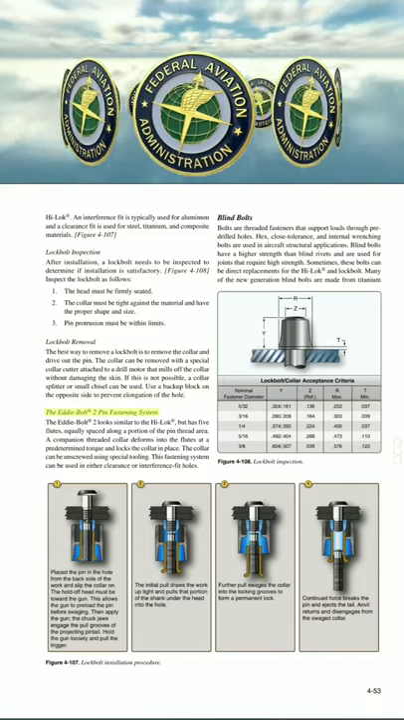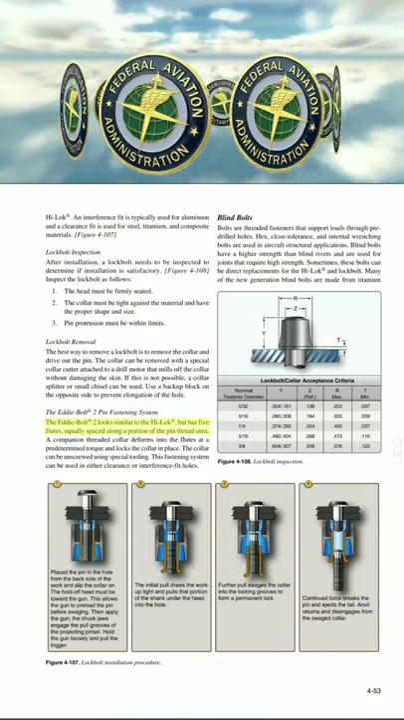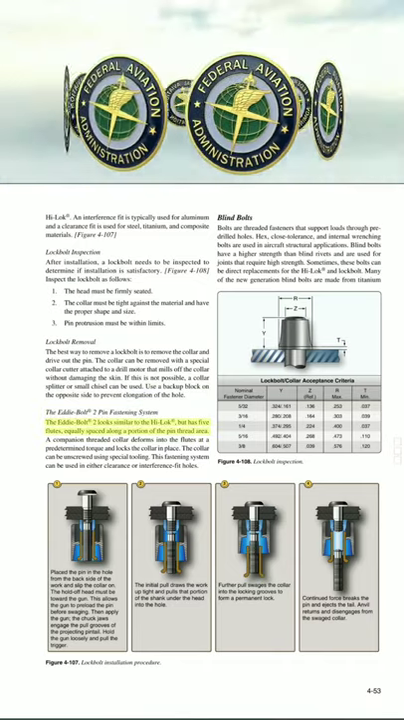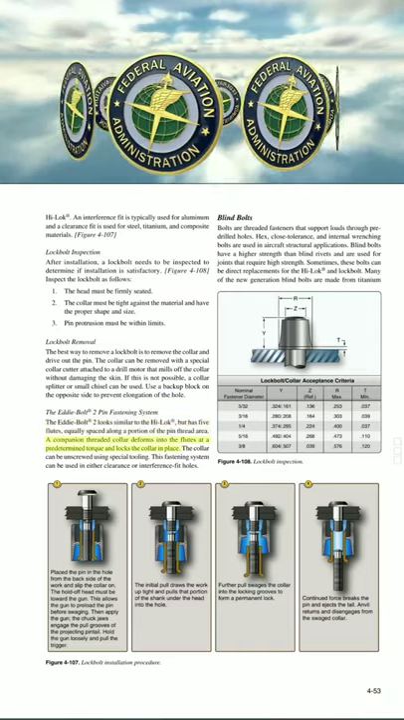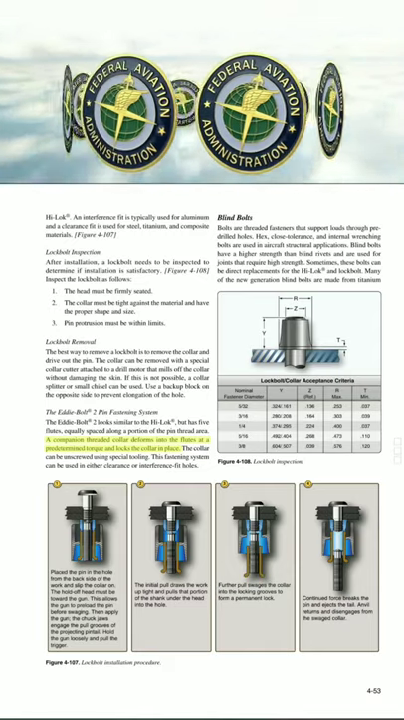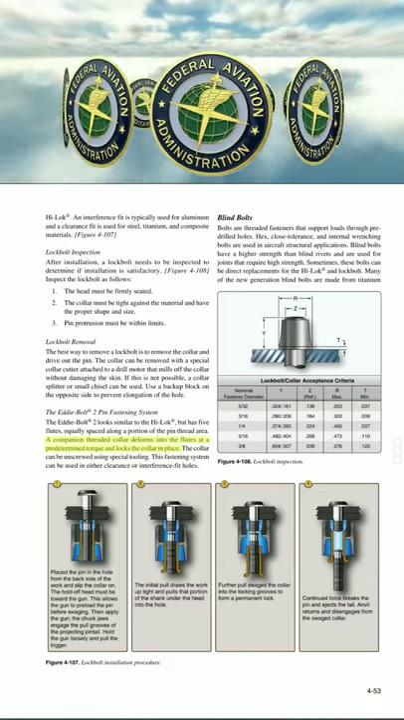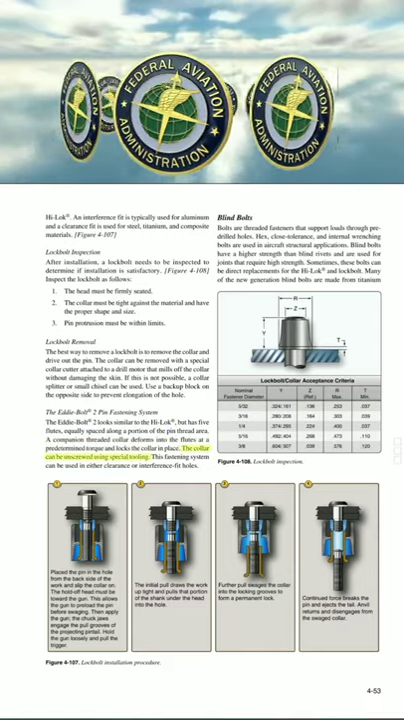The Eddie Bolt 2 pin fastening system. The Eddie Bolt 2 looks similar to the Hi-Lok, but has 5 flutes, equally spaced along a portion of the pin thread area. A companion threaded collar deforms into the flutes at a predetermined torque, and locks the collar in place. The collar can be unscrewed using special tooling.